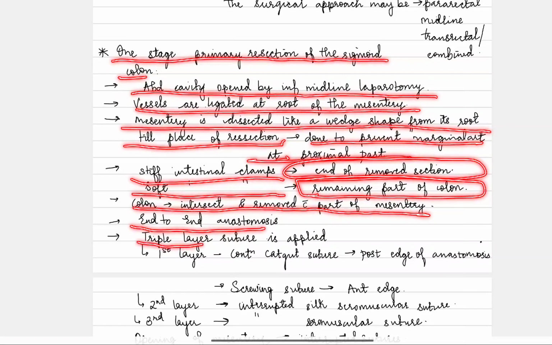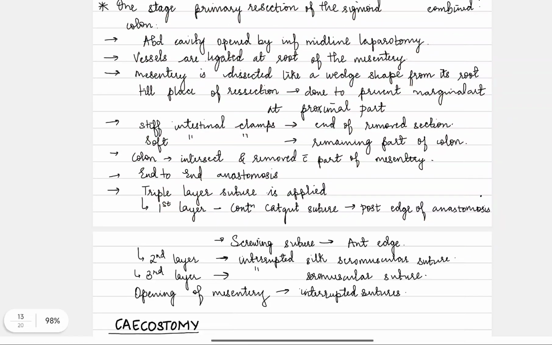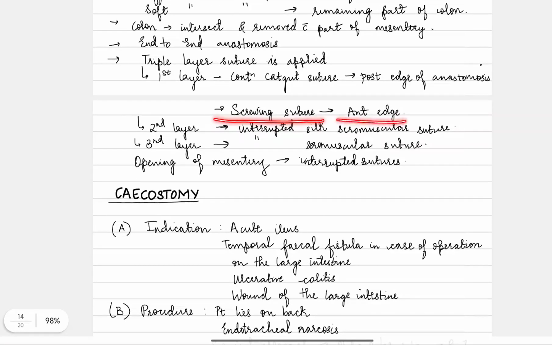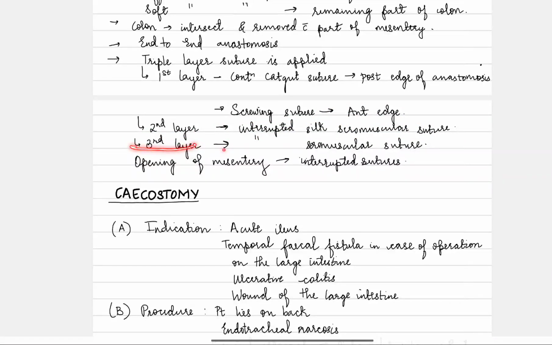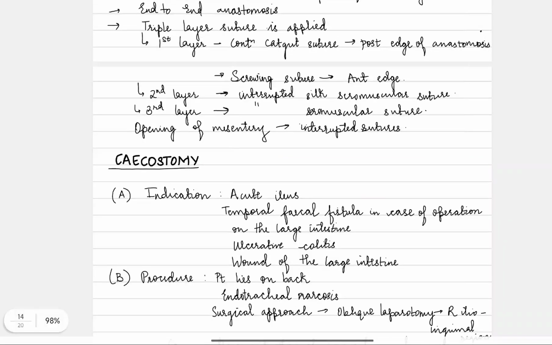End-to-end anastomosis is done. A triple layer suture is applied. The first layer is a continuous catgut suture on the posterior edge of the anastomosis, then screwing sutures to the anterior edge. The second layer is an interrupted silk seromuscular suture. The third layer is an interrupted silk seromuscular suture. The opening of the mesentery is closed by interrupted suture.